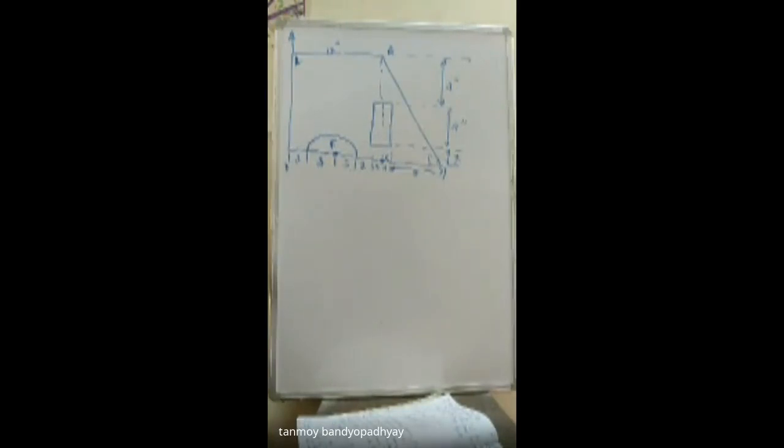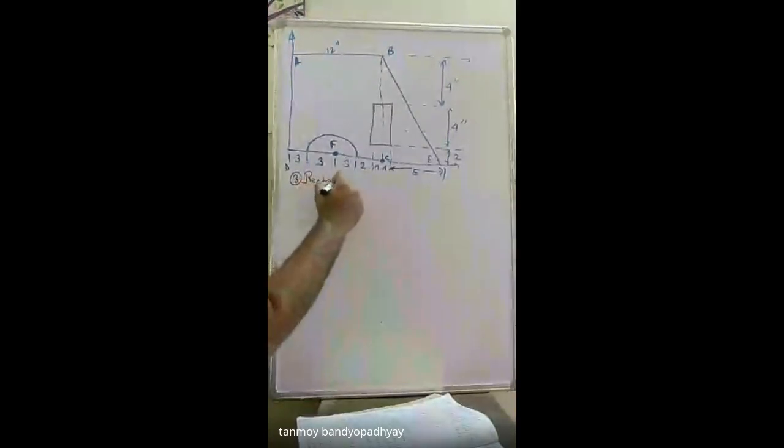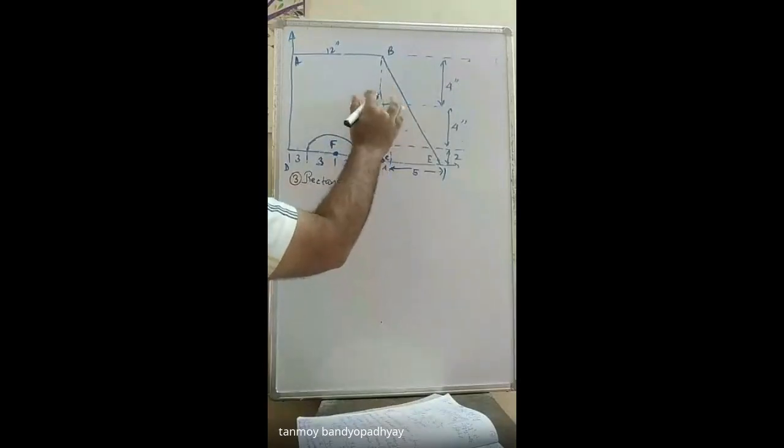So the third one is the rectangle. So this rectangle, let's call it like, what name shall I give? Say it. PQRS.